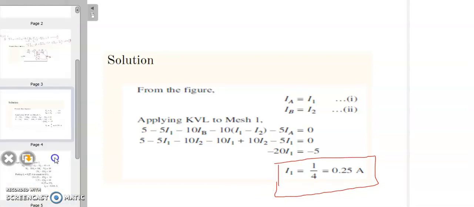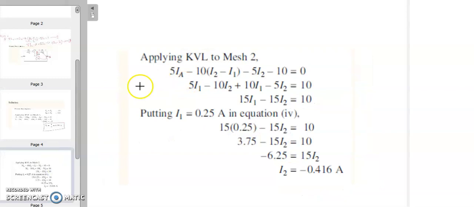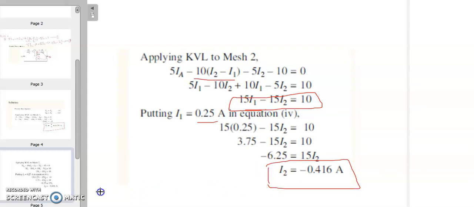Now this was our second loop equation. Again we have solved this bracket and got this equation, but out of it the value of I1 is already known to us, that is 0.25 ampere. So when we substitute the value of I1 in this, we get the value of I2 as minus 0.416 ampere. So this is the way we have to solve or apply KVL to get the value of branch currents.